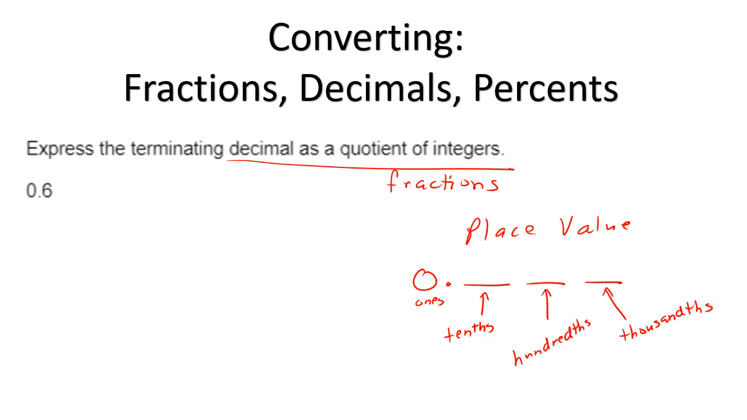Now, since this is only one place behind the decimal, I could write that as 6/10. That is the fraction or quotient of integers. Now, 6/10 must be reduced. They're even numbers, so I'm going to divide both by 2. 6 divided by 2 is 3. 10 divided by 2 is 5. That would be my final answer reduced.